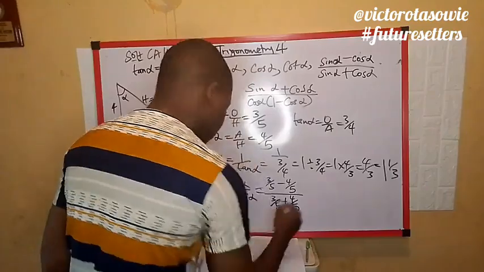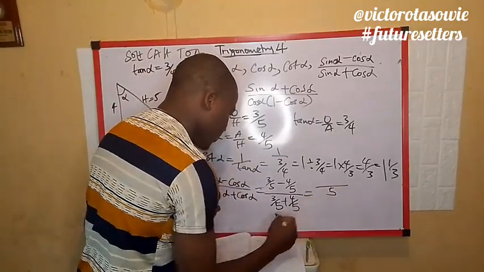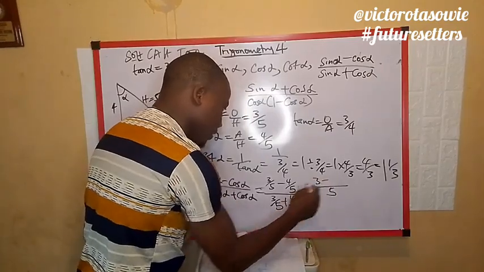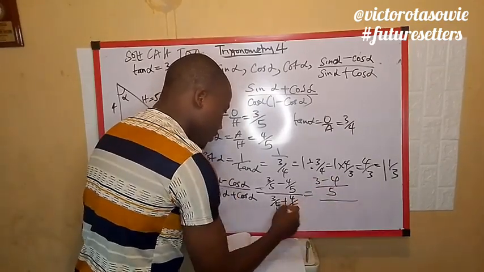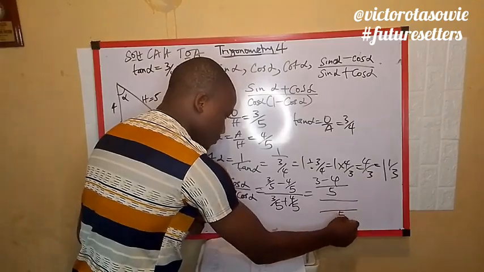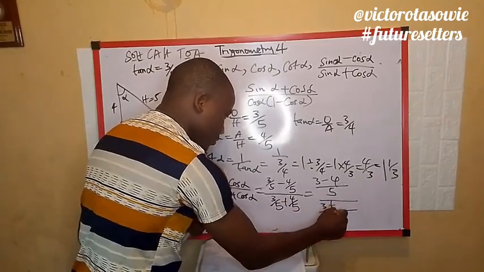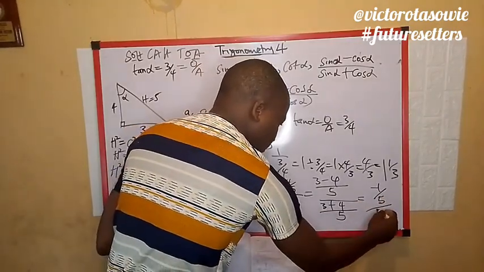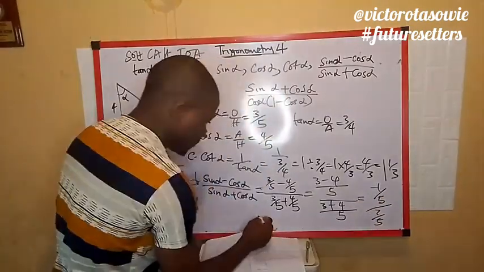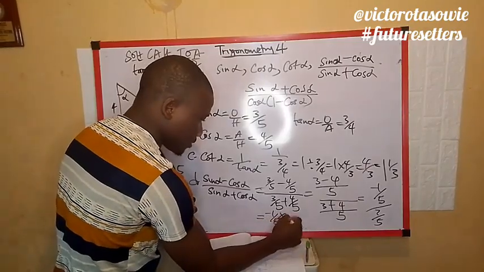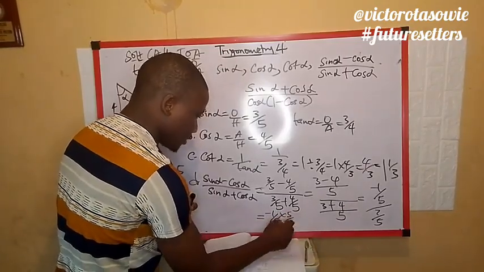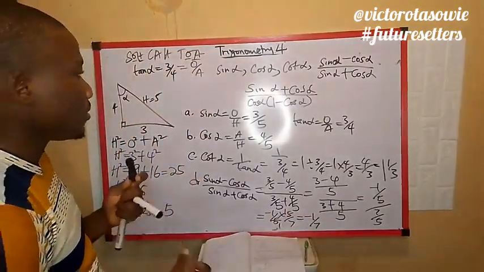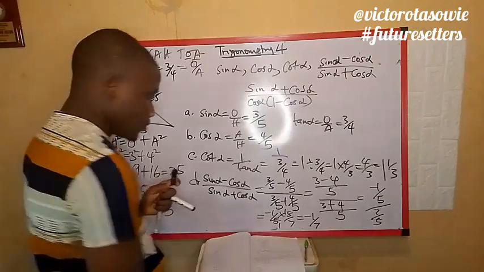So the next step, we are going to find the LCM. The LCM is 5. 5 into 5 is 1, 1 times 3, 3. 5 into 5 is 1, 1 times 4, 4, over 5. 5 into 5 is 1, 1 times 3, 3 plus 4. So this is giving us minus 1 over 5 over 7 over 5. And this will give us minus 1 over 5 times 5 over 7. So our answer will be minus 1 over 7. So that's the first part.